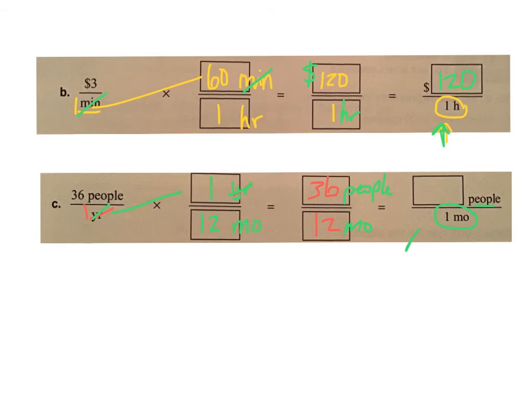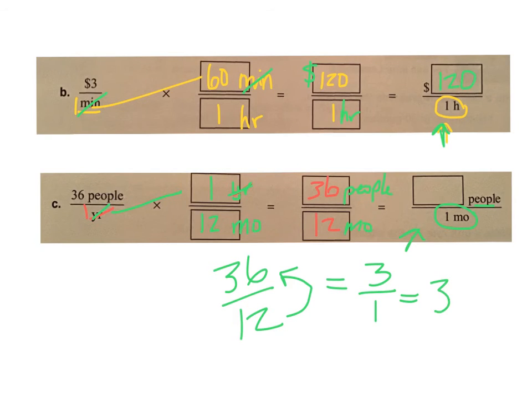And then to get to a unit rate, which means it's over 1, all you do is reduce this. So you have 36 over 12. How many times can 12 go into 36? 3 times, which would be 3. 36 divided by 12 is 3. 12 divided by 12 is 1. So I get that 3 people in 1 month. Okay? I'll do one more, and then you can just do the last 2.